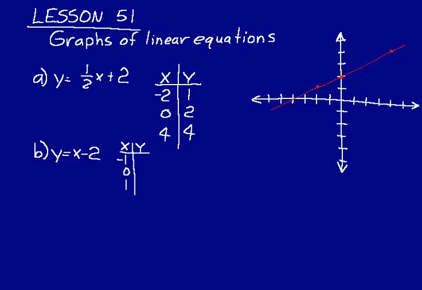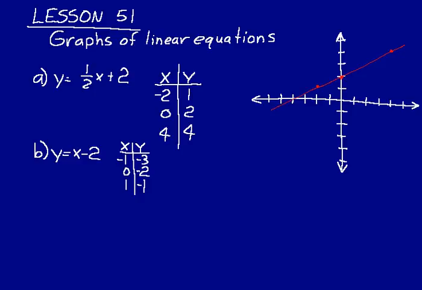So we have X equals -1. When it equals -1, Y would equal -3 because we have -1 minus 2 is -3. When X is 0, Y is -2. And then when X is positive 1, Y would be 1 minus 2 or -1.